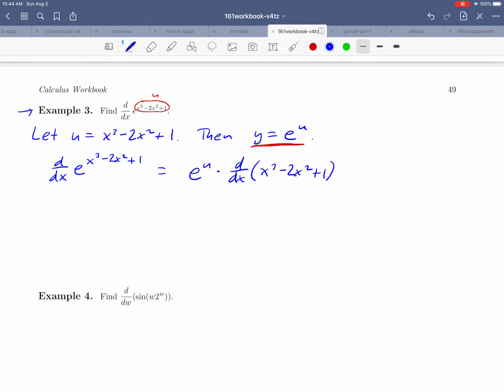So we get e to the u times the derivative of x cubed minus 2x squared plus 1. Then fill in the pieces. The u that we've got up here was equal to x cubed minus 2x squared plus 1. Then we need to actually take the derivative that's sitting over here to the right. The derivative of x cubed minus 2x squared plus 1 is, by the power rule, 3x squared minus 2 times 2x is minus 4x, and the plus 1 goes away. And there's our answer.